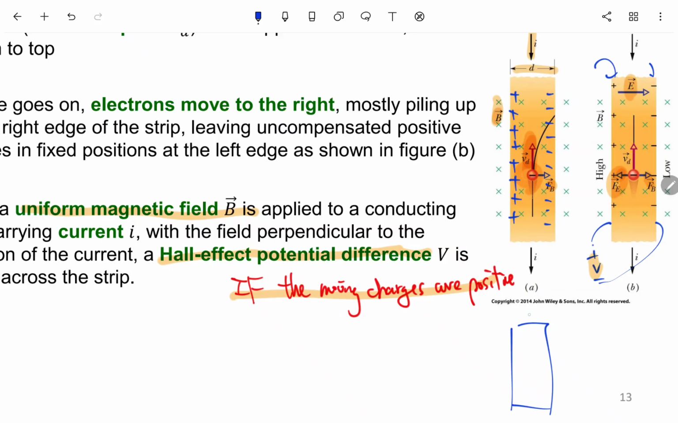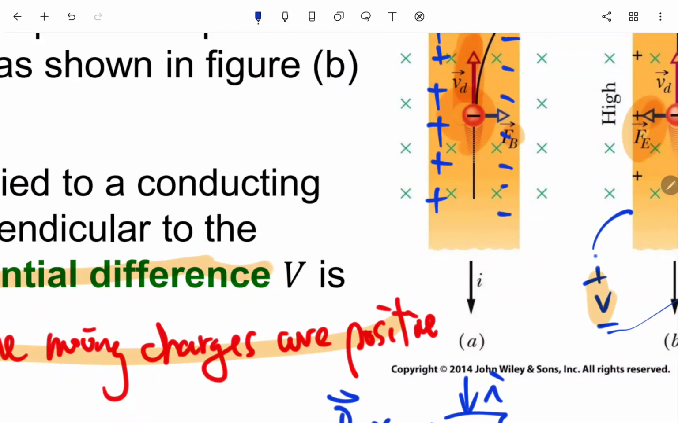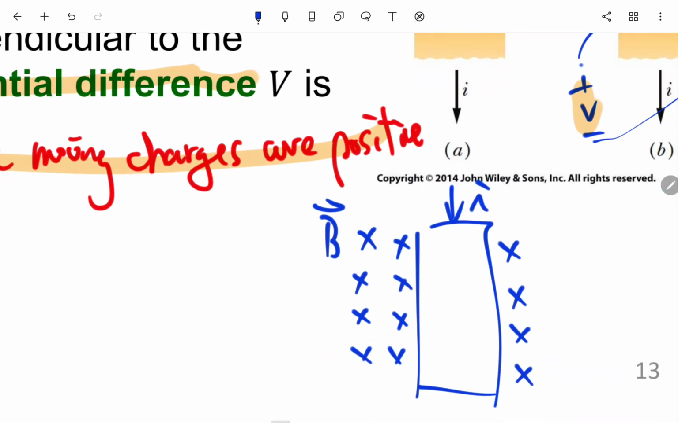Here we assume the current I is also pointing downward, just as in the previous case. We still have the B field pointing into the page. I don't draw it inside, but assume there should be some B field inside the strip. So rather than a positive charge moving upward, it should be a positive charge moving downward, so that the current will be equivalent.